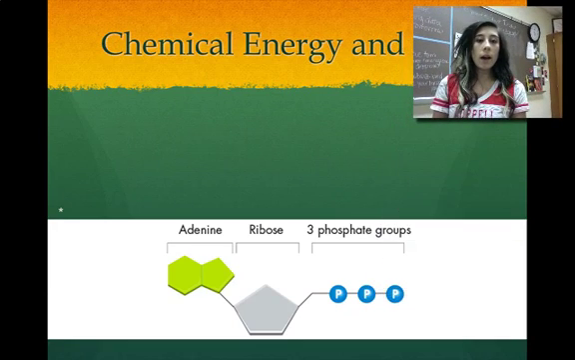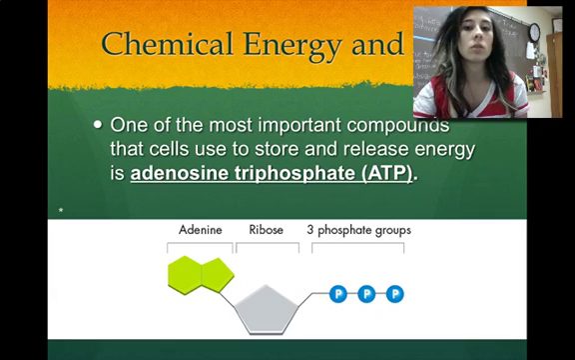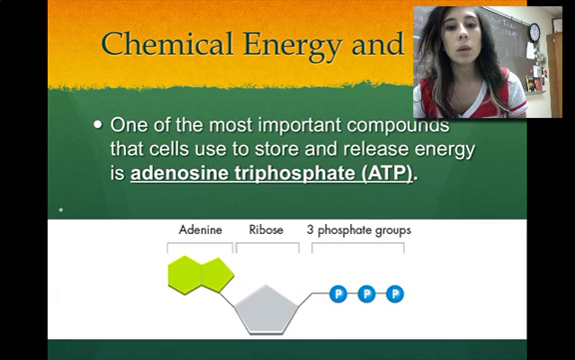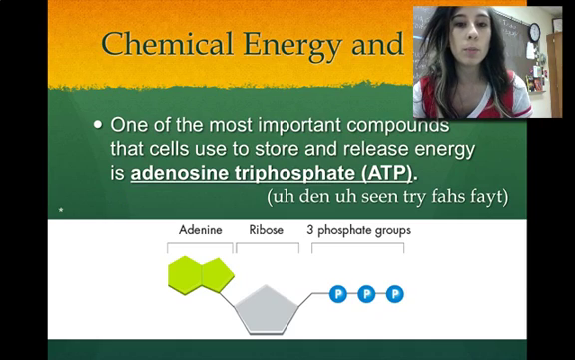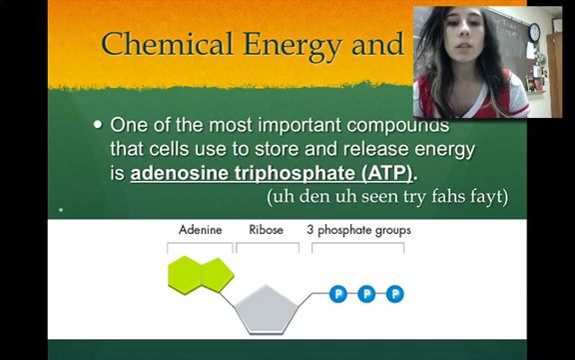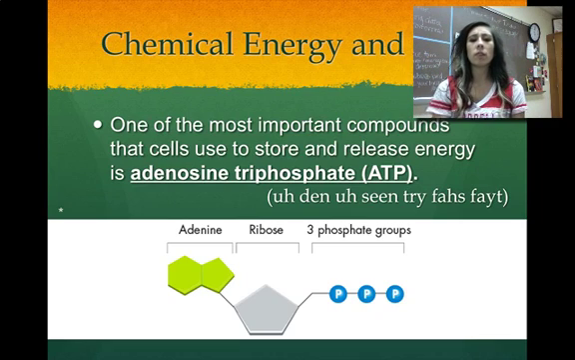And we have our energy that comes in the form of what is known as ATP. It's one of the most important compounds that our cells use to store and release energy. We can pronounce it as adenosine triphosphate. You might want to practice that pronunciation. It's adenosine triphosphate. It's weird in those words, but that's how you do it.